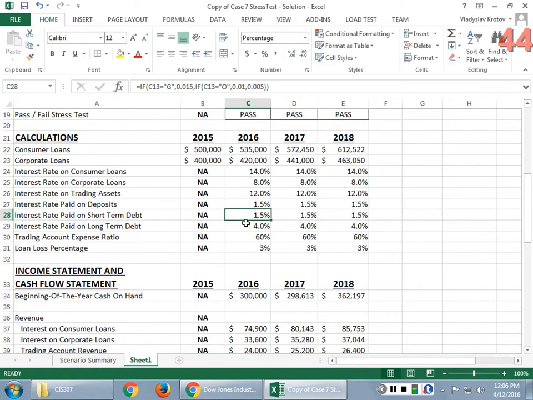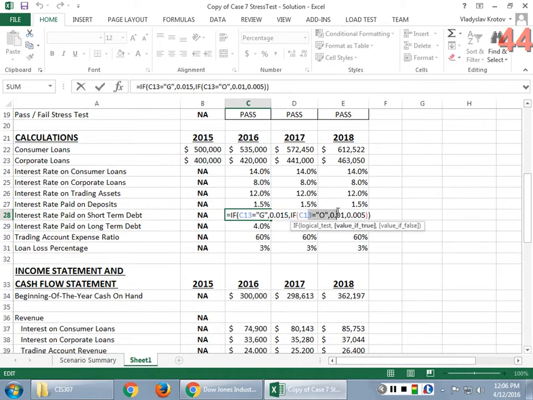Interest rate paid on short-term debt. Again, during good economic times, the bank is paying 1.5%. During okay times, they're paying less interest on their short-term loans. Okay, so during okay times, they're paying 1%, and during gloomy economic times, they're paying 0.5%.